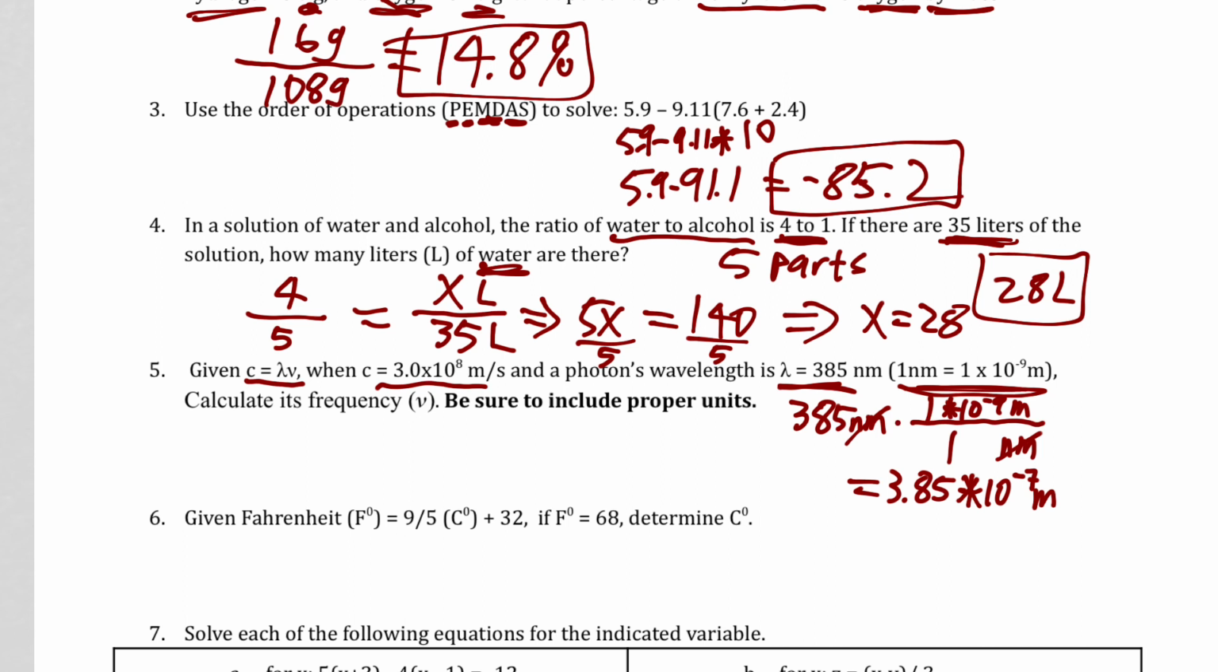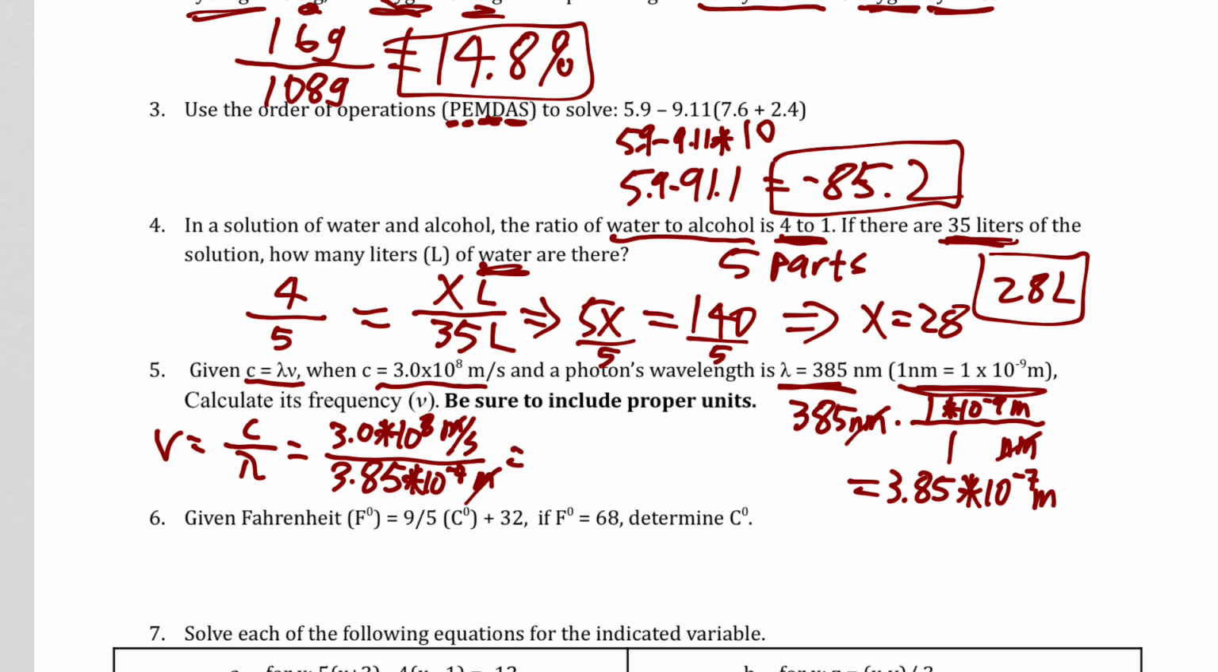Because of that, you also have to rearrange the top equation here, because you were trying to find nu, which is equal to lambda over c. No, c over lambda. I apologize. So it should be c over lambda. It should be the speed of light, 3.0 times 10 to the 8th meters per second, divided by 3.85 times 10 to the negative 7 meters. So the meters cancel out.